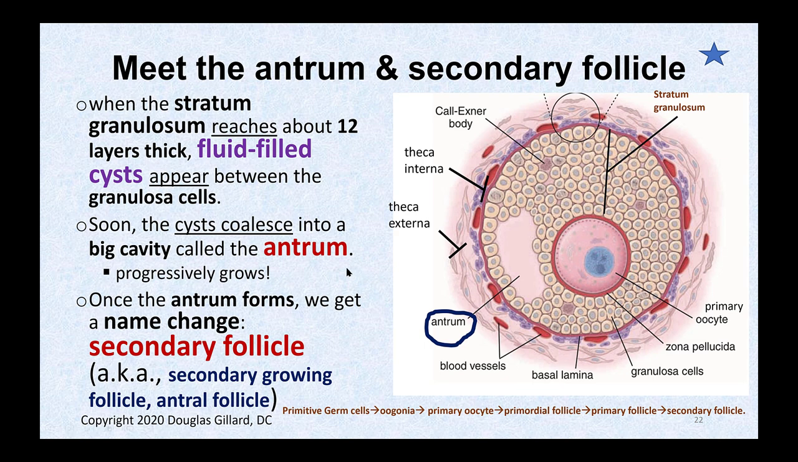All right, but that's the cavity. Once this antrum is visible, we get another name change. So this is no longer the primary follicle. If it has an antrum, it's a secondary follicle. That's like an easy test question, isn't it? I can test if you know the difference between a secondary follicle and a primary follicle. Well, it's this antrum right here. The secondary follicle will have an antrum in it.